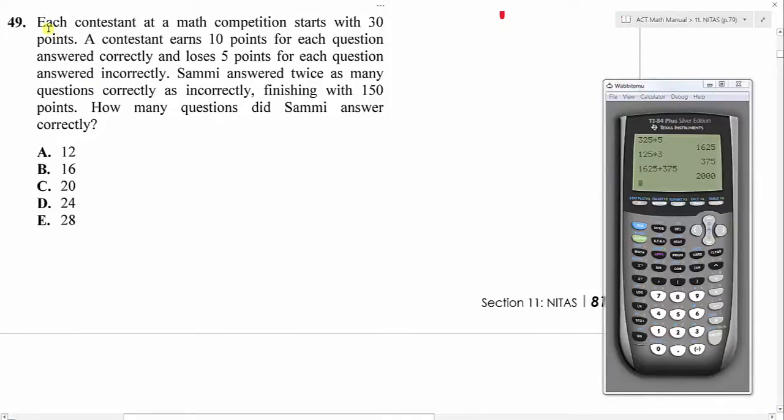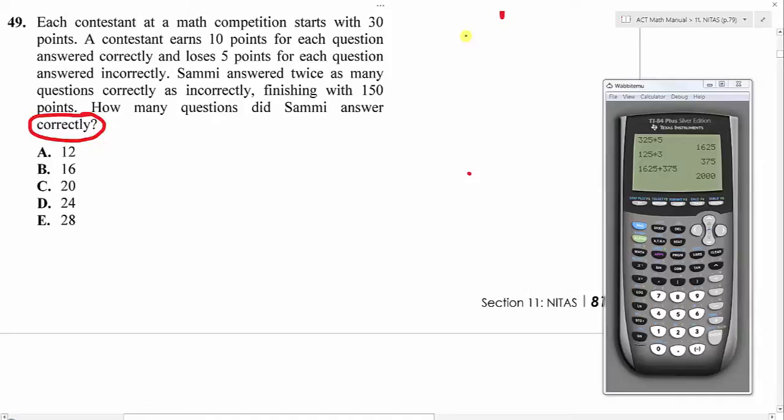Number 49, let's go ahead and read it all the way through. Each contestant at a math competition starts with 30 points. A contestant earns 10 points for each question answered correctly and loses 5 points for each question answered incorrectly. Sammy answered twice as many questions correctly as incorrectly, finishing with 100. So fine. They are asking us for the correct number of questions.